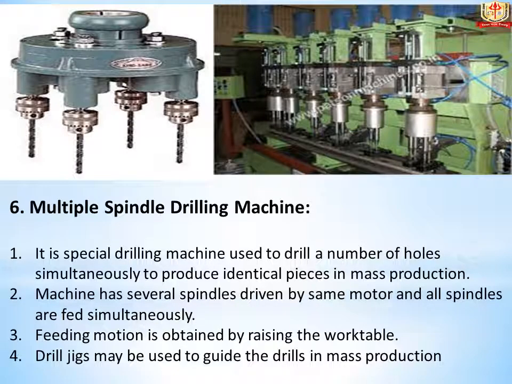Next drilling machine is a multiple spindle drilling machine. It is a special drilling machine used to drill a number of holes simultaneously to produce identical pieces in mass production. Machine has several spindles driven by same motor and all spindles are fed simultaneously. Feeding motion is obtained by raising the work table. Drill jigs may be used to guide the drills in mass production.